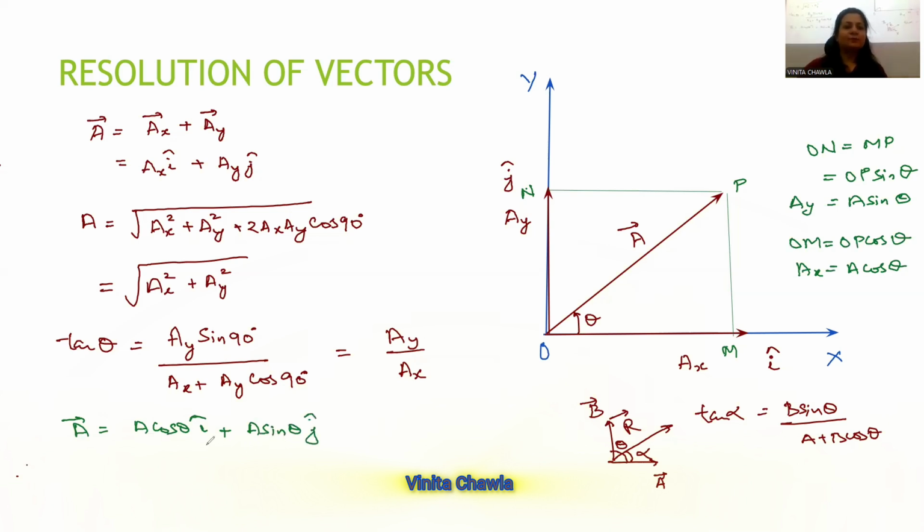ठीक है? Or you can find the angle also by dividing these two, है ना? By dividing A sin theta and A cos theta. So Ay by Ax. Ay is A sin theta and Ax is A cos theta. You can find the angle. It's tan theta. So tan theta is equal to Ay by Ax.